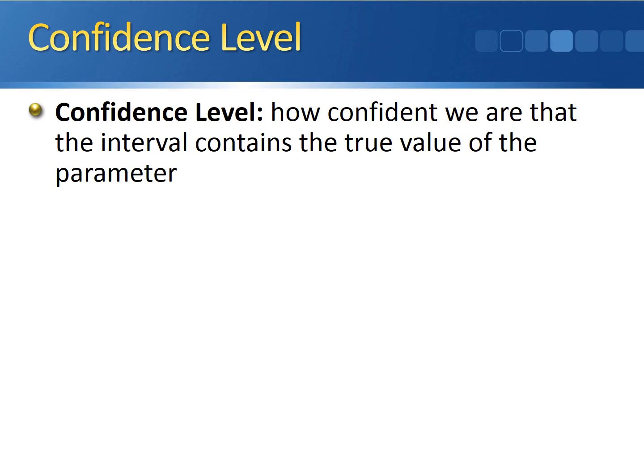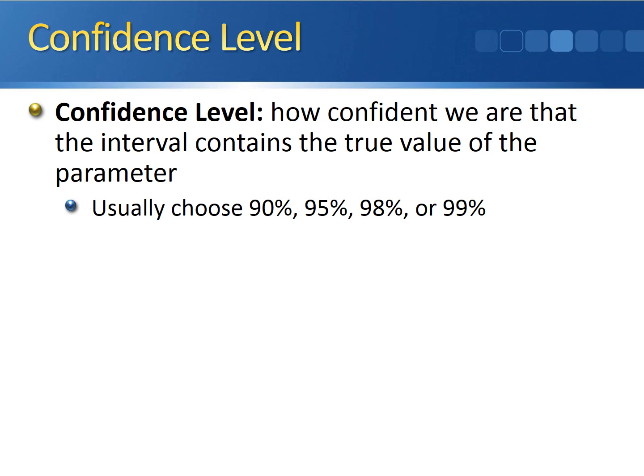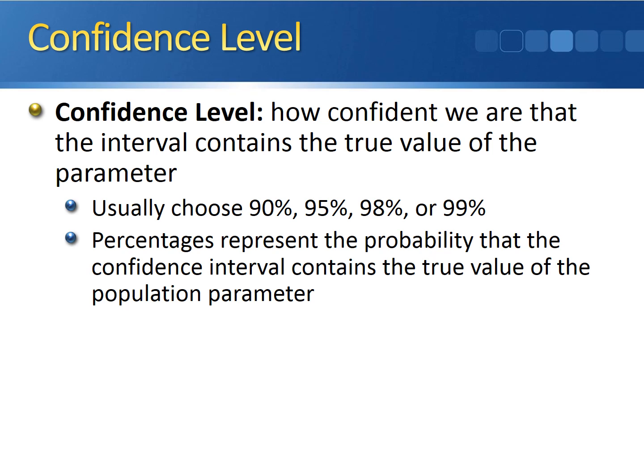A confidence level refers to how confident we are that the interval that we create contains the true value of the parameter. Generally, what we do is we choose 90, 95, 98, or 99% confidence. These percentages represent the probability that the confidence interval that we generate contains the true value of the population parameter.